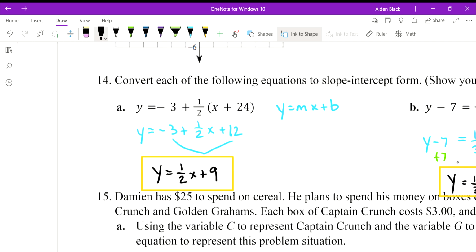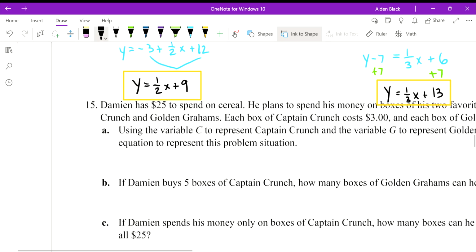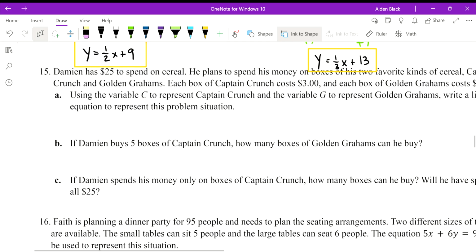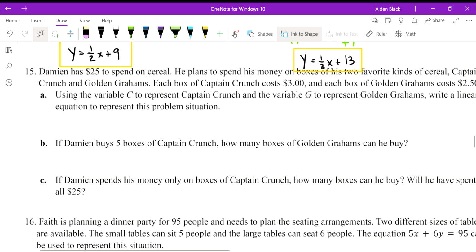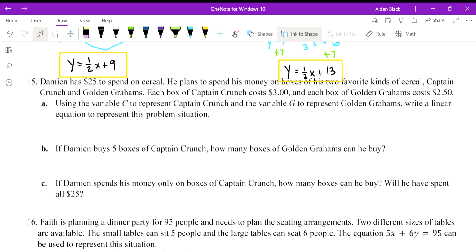Okay. Still got time on the clock. Damien has $25 to spend on cereal. He plans to spend his money on boxes of his 2 favorite kinds of cereal, Captain Crunch and Golden Grahams. Not bad. Each box of Captain Crunch costs $3. Each box of Golden Grahams costs $2.50. Using the variable c to represent Captain Crunch and the variable g to represent Golden Grahams, write a linear equation to represent this problem situation.